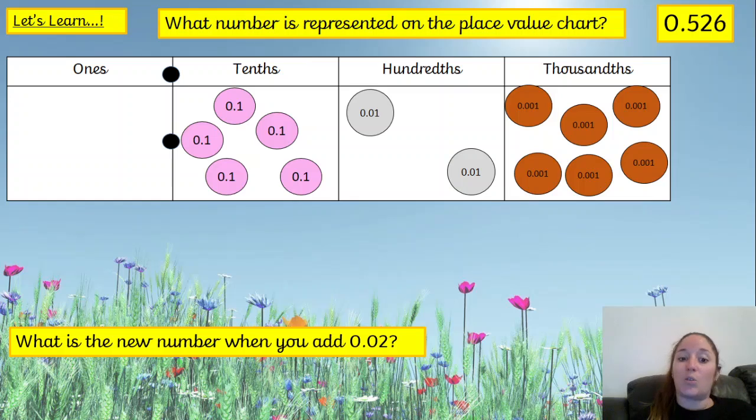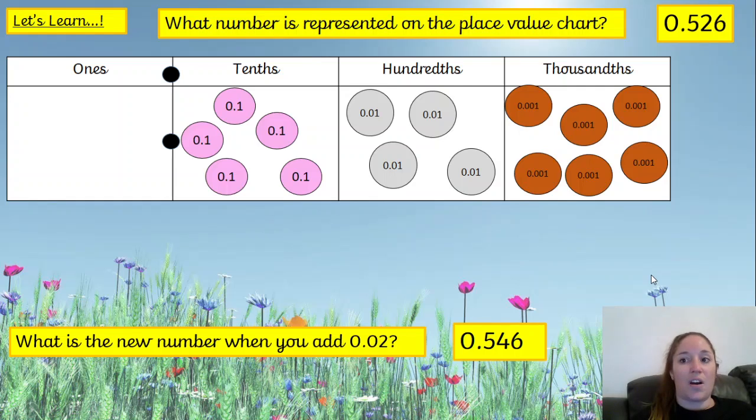Okay, what's the new number when you add 0.02? Well, we know 0.02 are hundredths, so if we add 2 hundredths, we're going to have 5 tenths, 4 hundredths, and 6 thousandths, so it's 0.546.